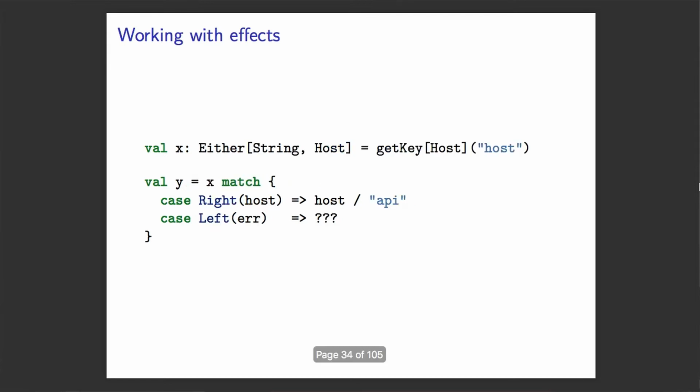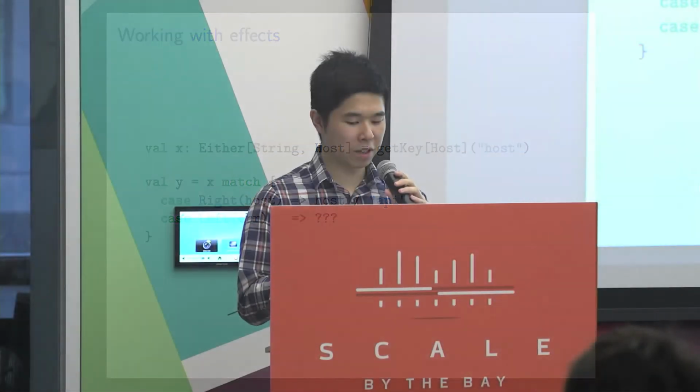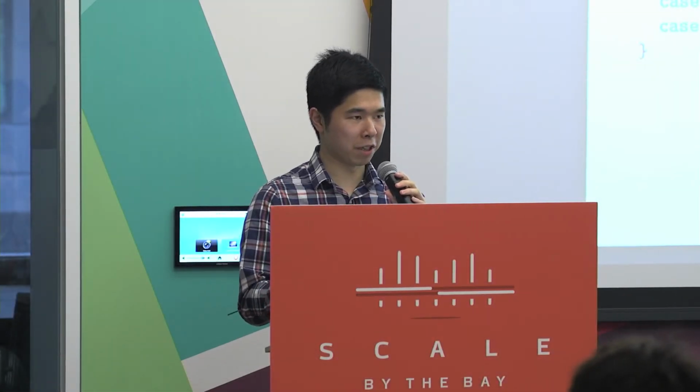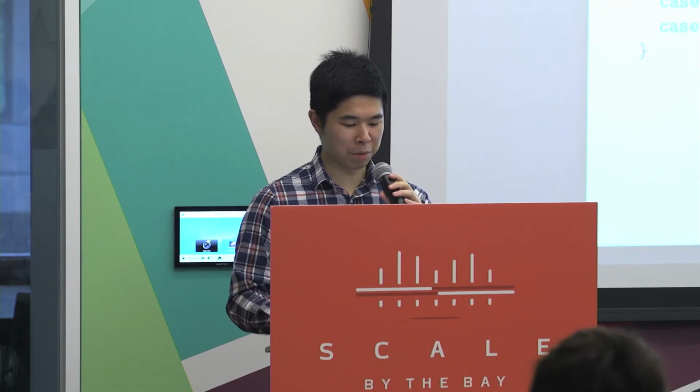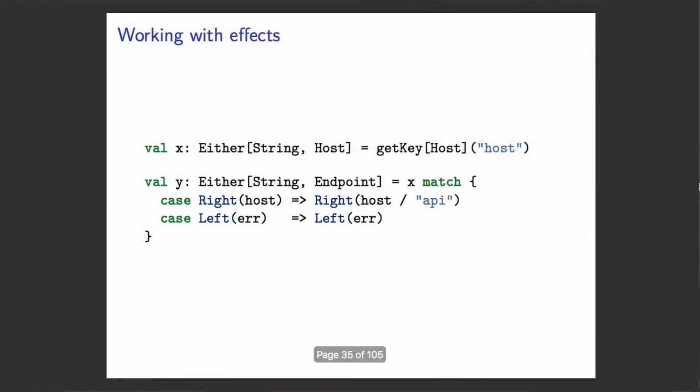We do a very similar thing with Eithers, right? So maybe we're reading off config and we're getting the host key and parsing it as well. And if we parse successfully, then we want to add an API endpoint to it. Otherwise, if we failed, we need to do something with that failure. We can't throw exceptions. So we do the same thing we did before, which is just propagate that error through. Because if we depend on some computation that can fail, then we ourselves can fail.